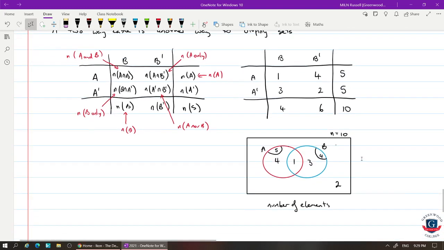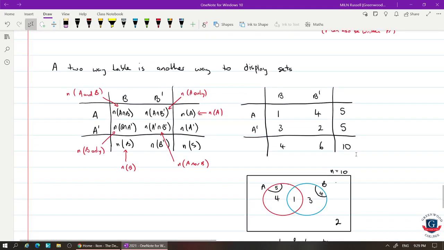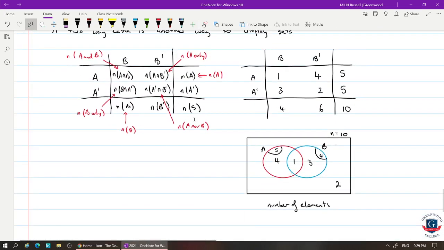Finally, there is another way of showing the content of two sets, and that's to use a two-way table. What the two-way table shows is the intersection of whatever's in the row headers and the column headers. So the intersection of A and B, the intersection of A and not B, the intersection of not A and B, and the intersection of not A and not B. And they relate to these regions in the Venn diagram. So this would be A and B, this would be A only, this would be the outside, this would be B only, this would be the sum of B, this would be the sum of A.